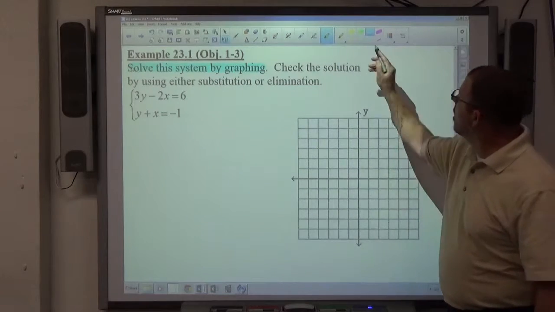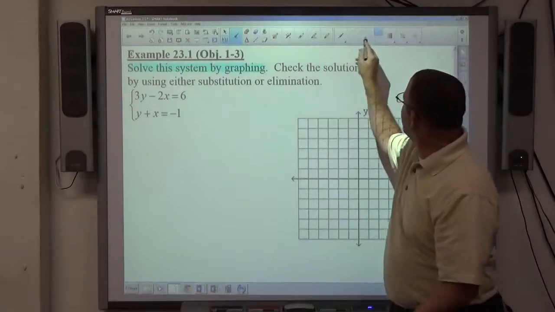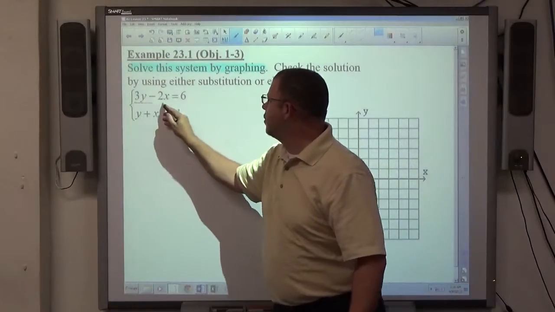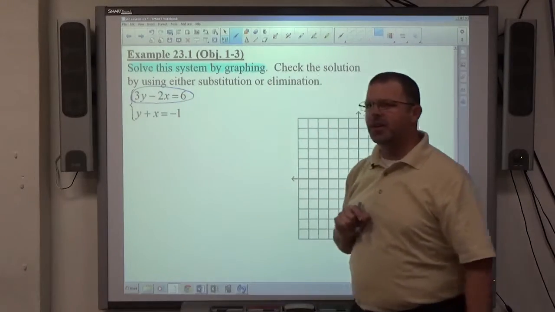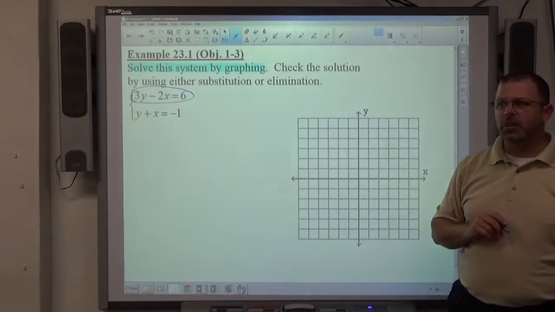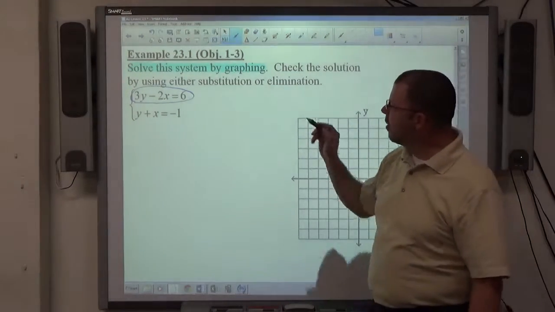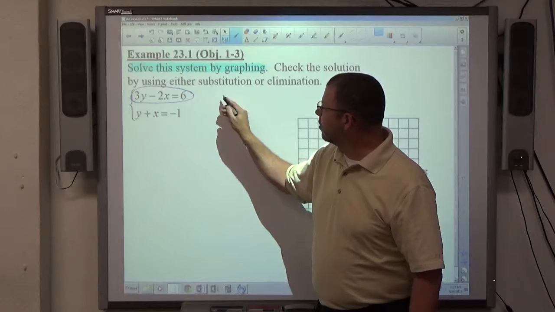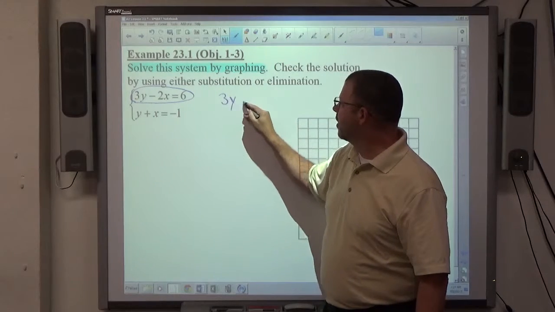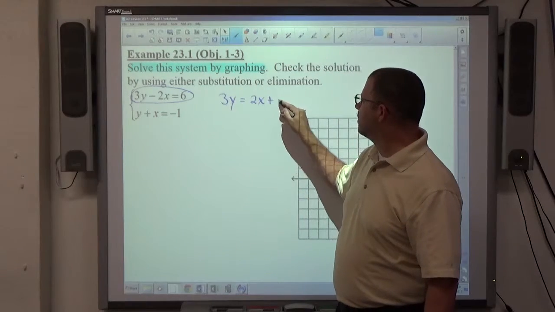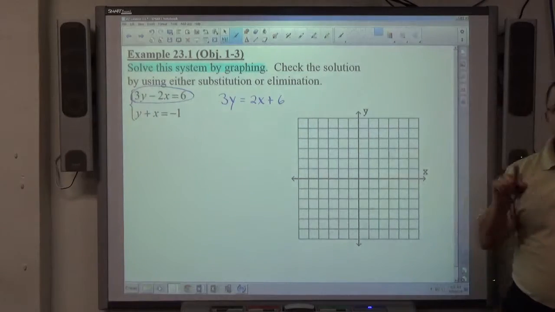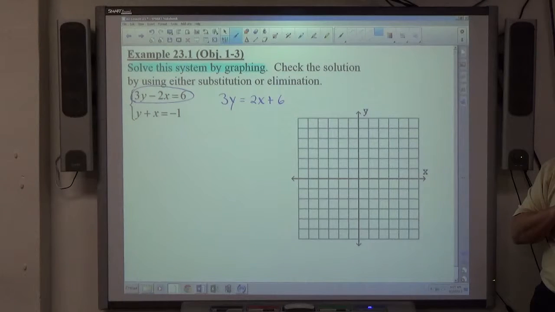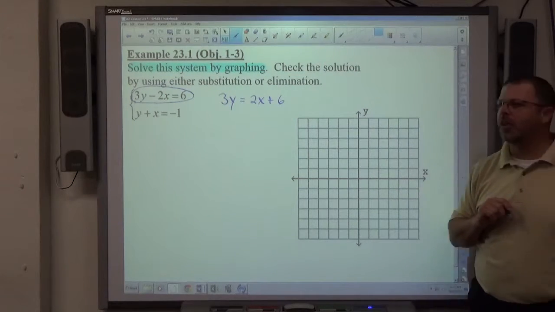So if we focus first on the top equation here, 3y minus 2x equals 6. If I want to graph a line, the slope-intercept technique is the most efficient for graphing. So I'm going to get this to say y equals. First, 3y equals 2x plus 6. You take the negative 2x, slide it across, becomes positive 2x, getting y isolated on the left-hand side.